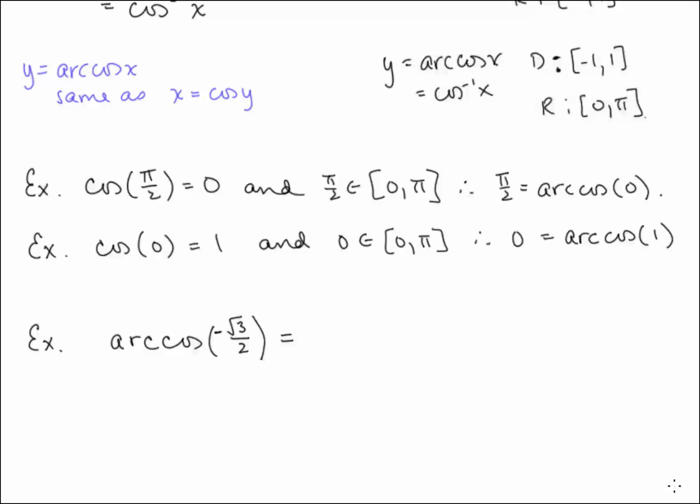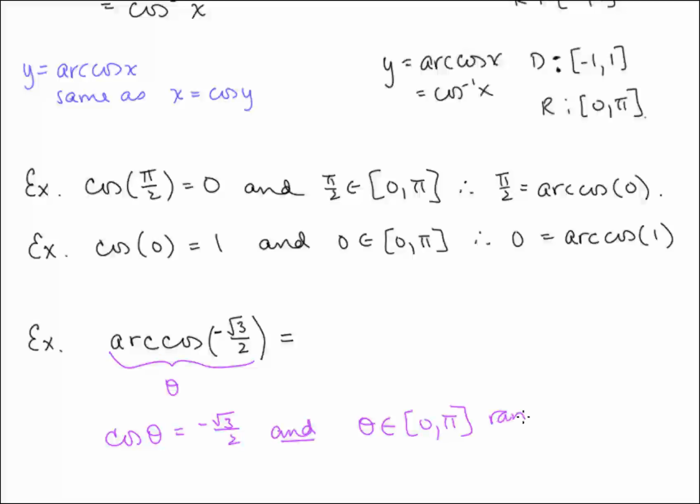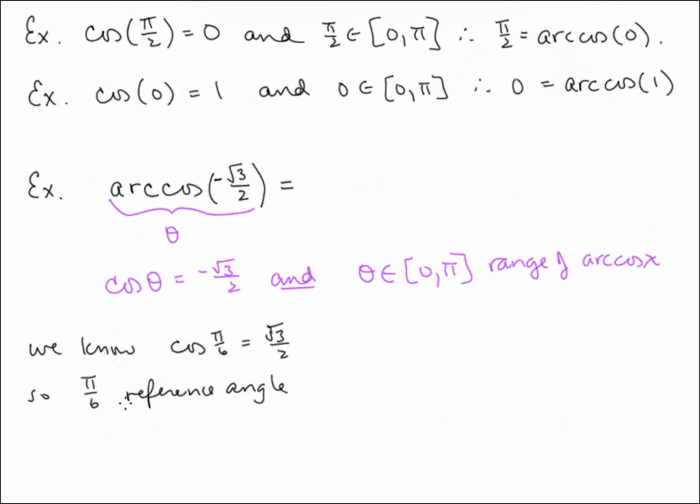Now let's evaluate arc cosine of negative radical 3 over 2. Just as we did in the previous problems, we're going to call this theta. And what do we know? We know that cosine of theta must equal negative radical 3 over 2, and theta must be in the interval 0 to pi, because that is the range of arc cosine x. Now we know that cosine of pi over 6 is radical 3 over 2, so pi over 6 is our reference angle. So we're going to draw the pi over 6 angles in each quadrant.